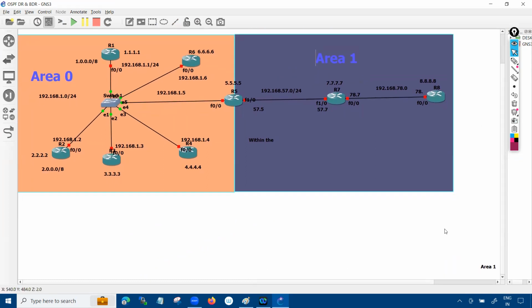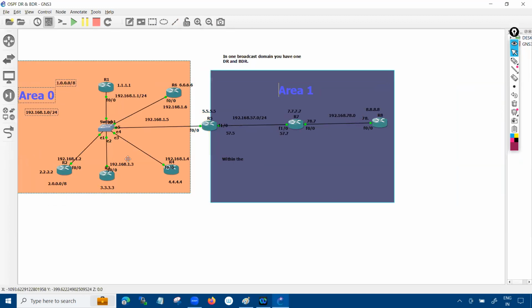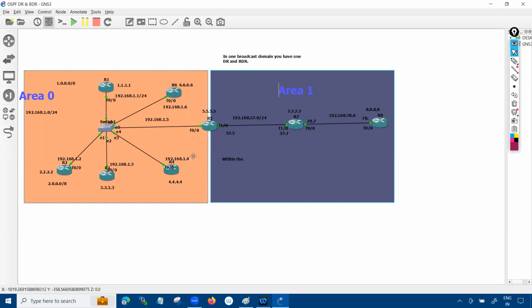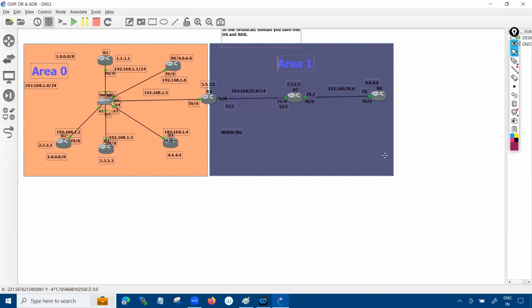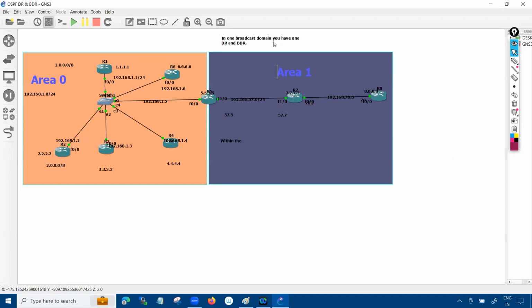Let me do it this way. Let me power off all those devices, and I can reduce the size so that I can have my topology in view. So in this picture you can see that router 5 will behave like an ABR router.